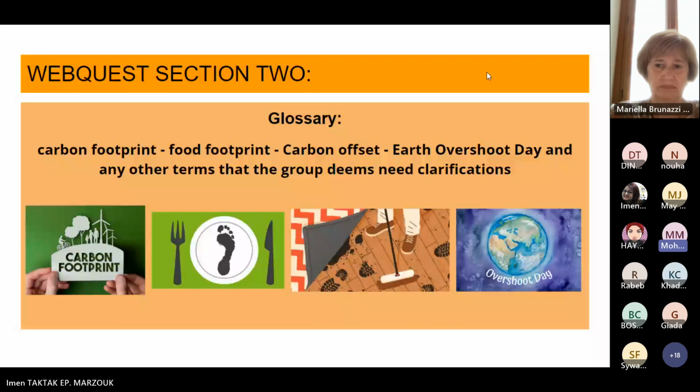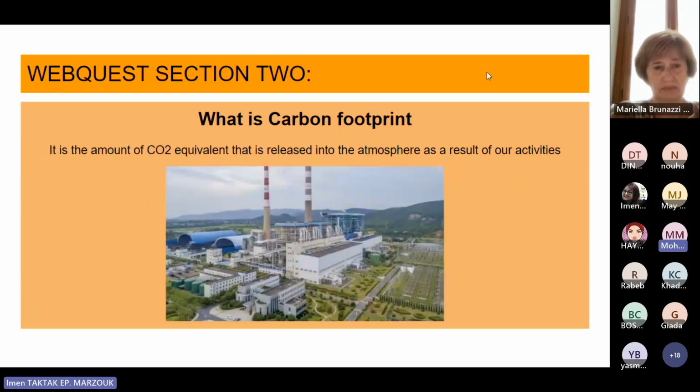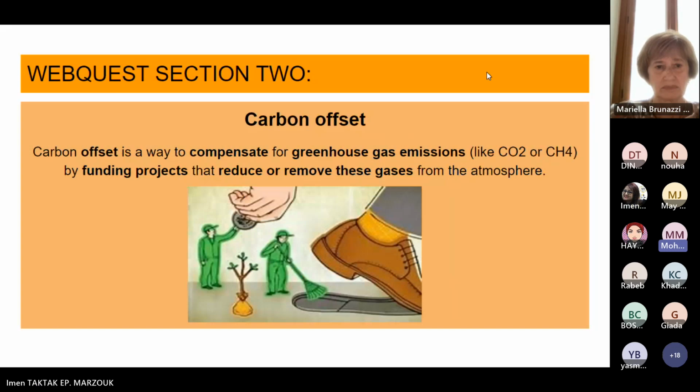So, glossary: carbon footprint, carbon offset, Earth Overshoot Day, and any other terms that the group deems need clarification. So, what is carbon footprint? It's the amount of carbon dioxide that is released into the atmosphere as a result of our activities. Like you see here in the photo, the big number of industries cause pollution and lead to a negative carbon footprint. Carbon offset is a way to compensate for greenhouse gas emissions like carbon dioxide or CH4 by funding projects that reduce or remove these gases from the atmosphere.